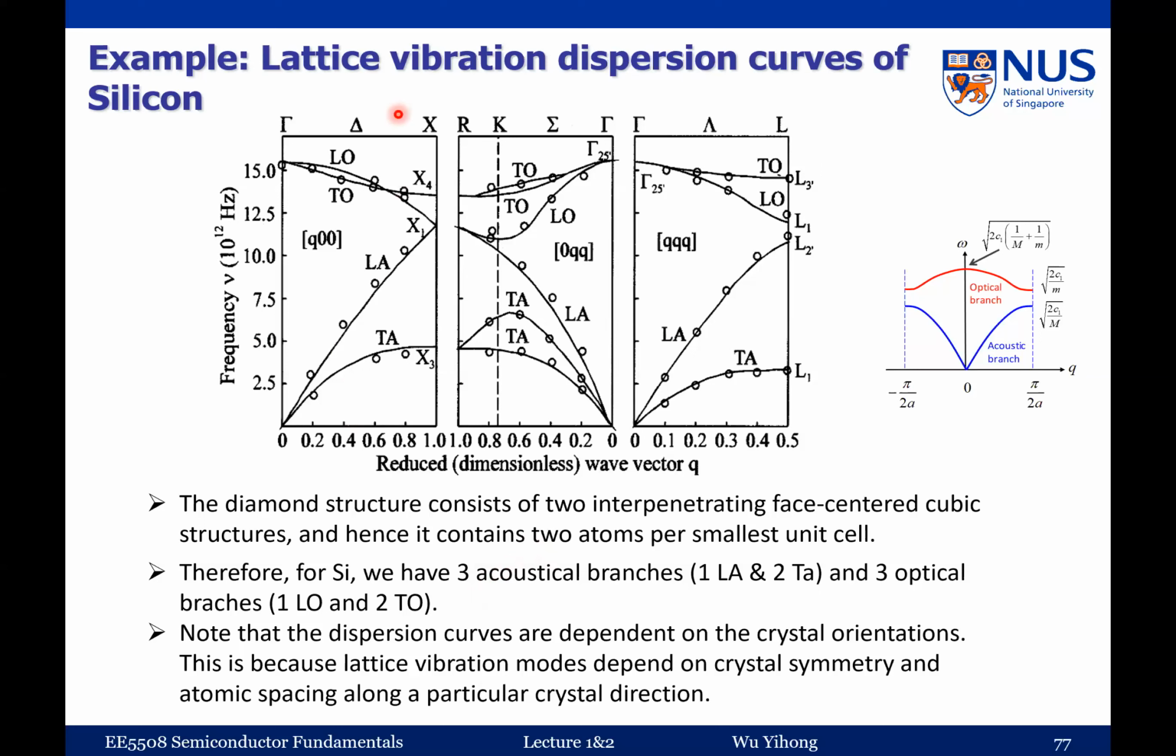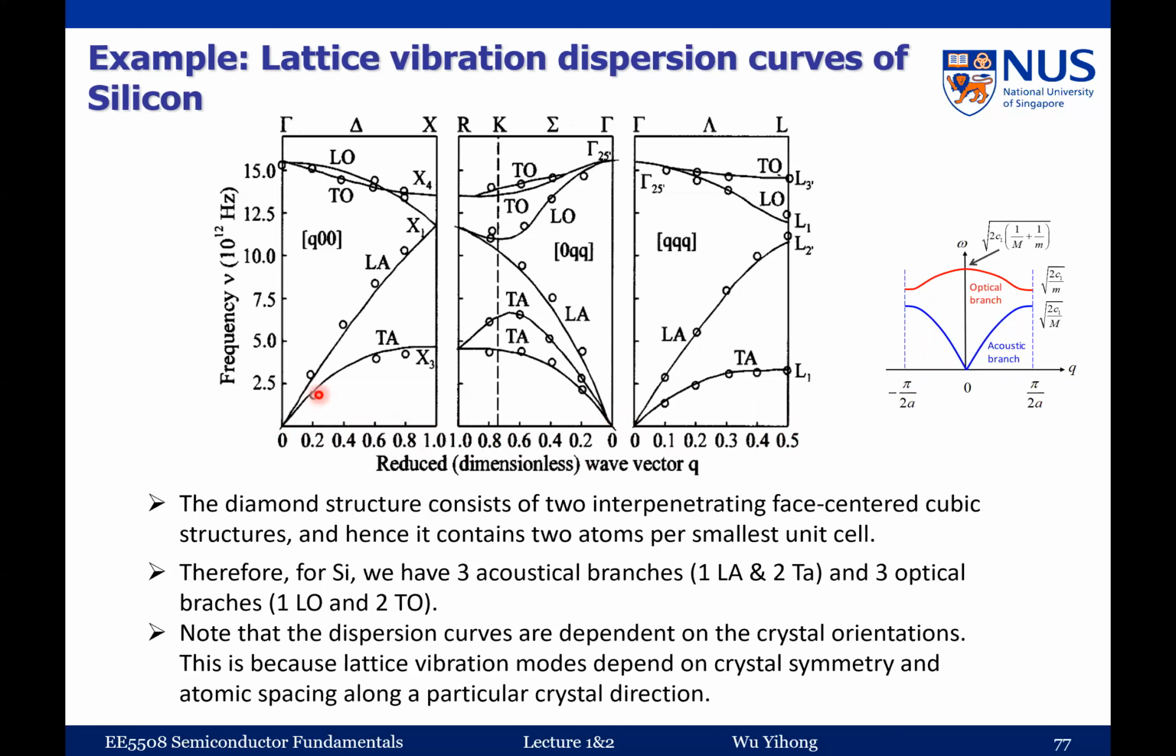Now, since the dispersion curve in different directions is different, we have a quite complicated vibration frequency spectrum here. This is the reduced wave vector q, dimensionless. What does this mean? It is the wave vector divided by the wave vector at the Brillouin zone boundary, so it is just normalized. That's why this is always 1.0, and this one is 1.0, and this is 0, and this is 0.5.